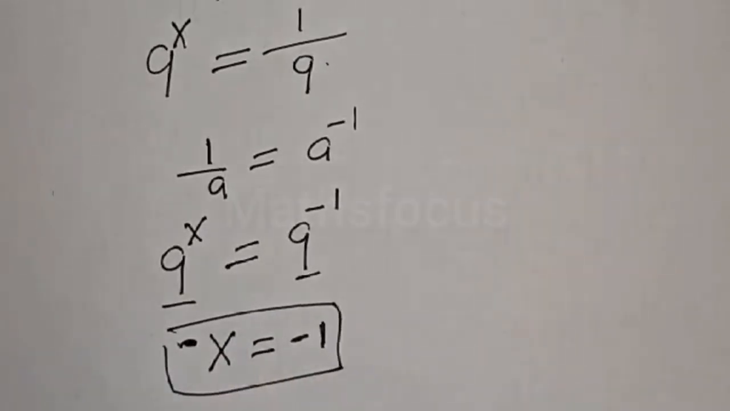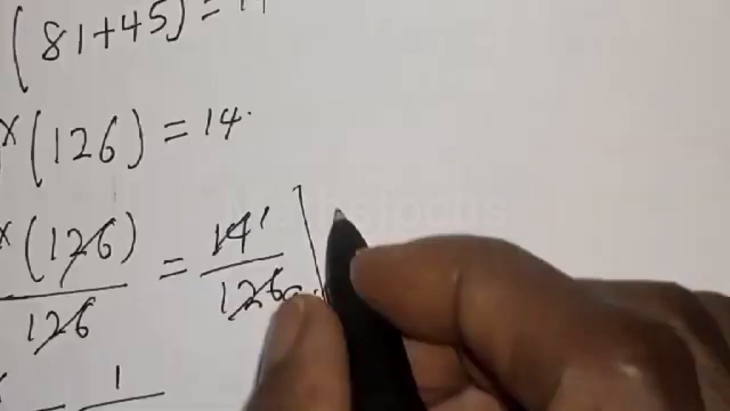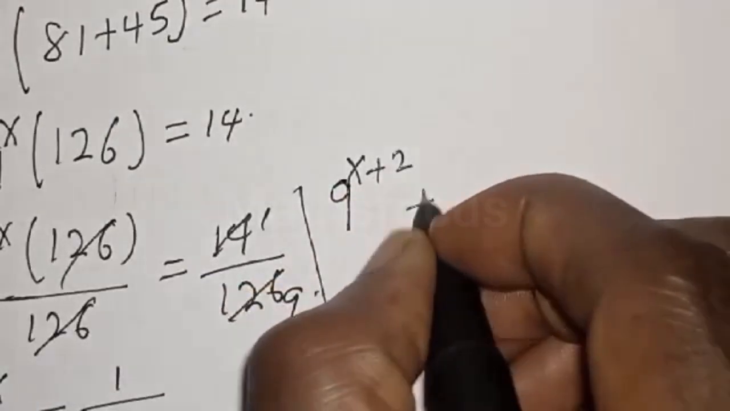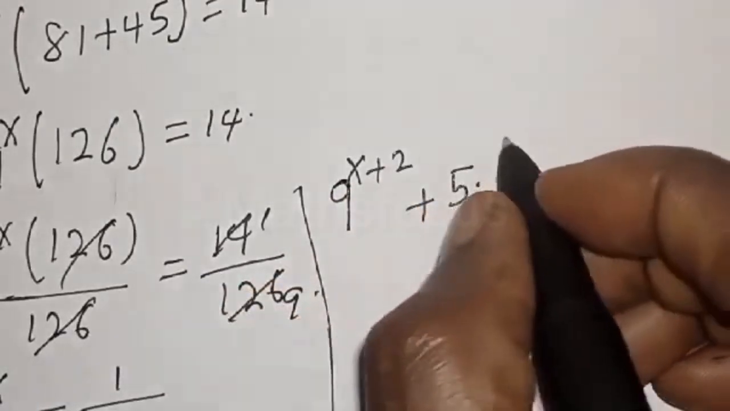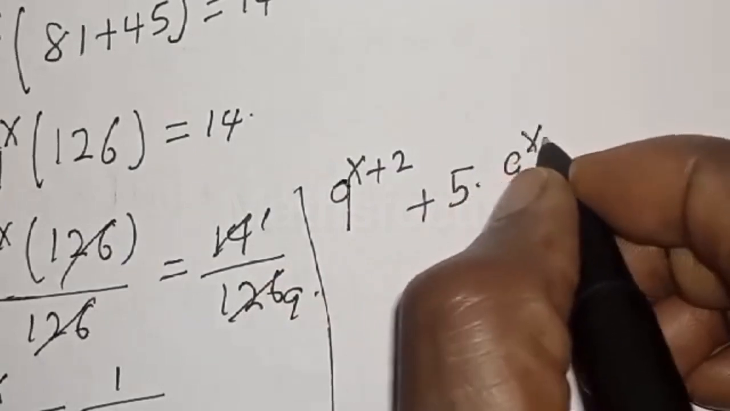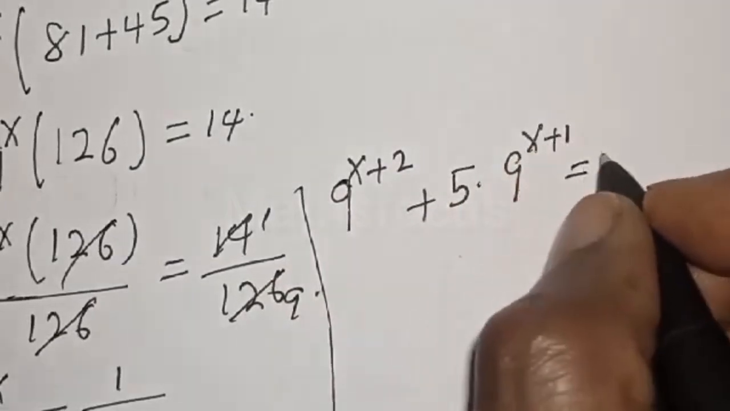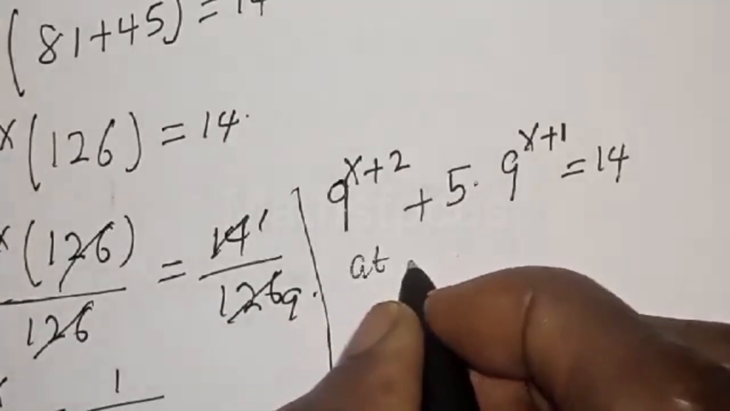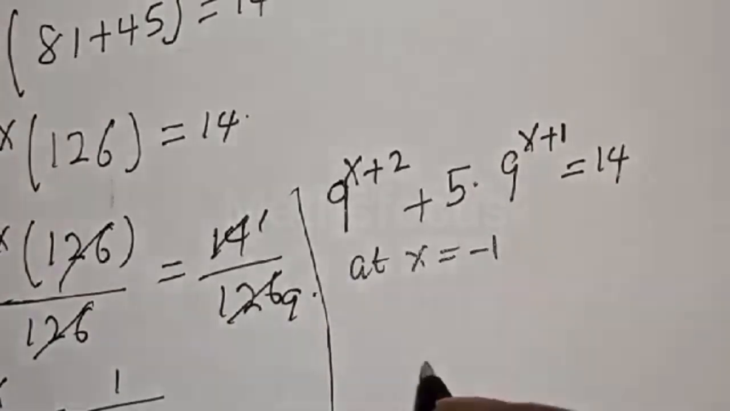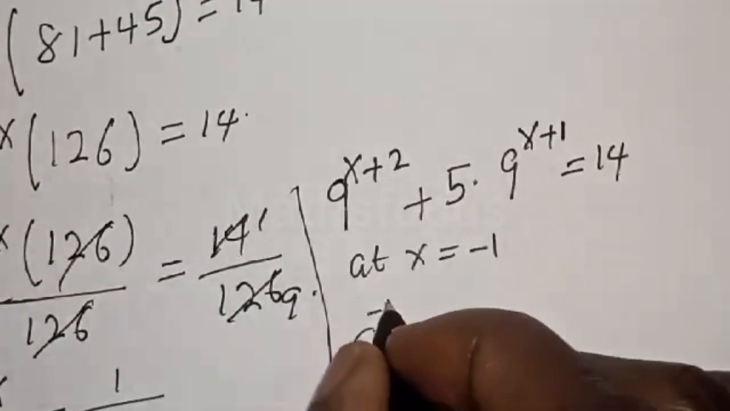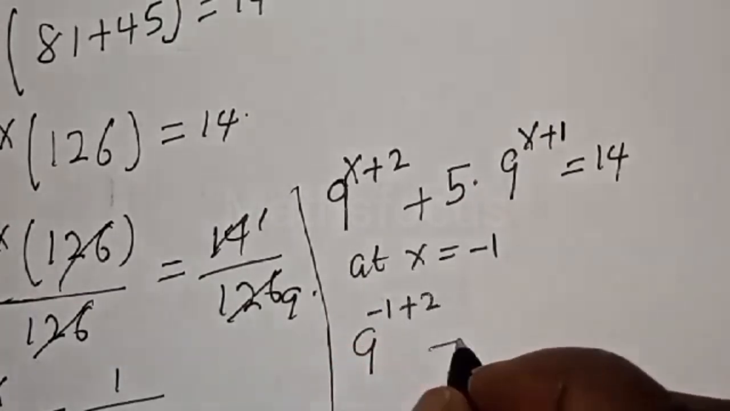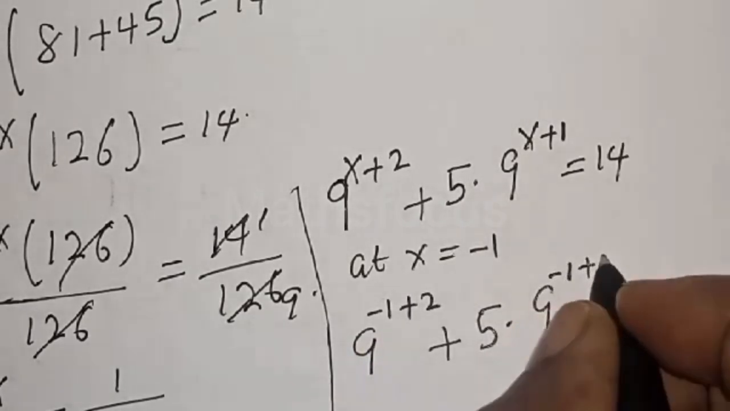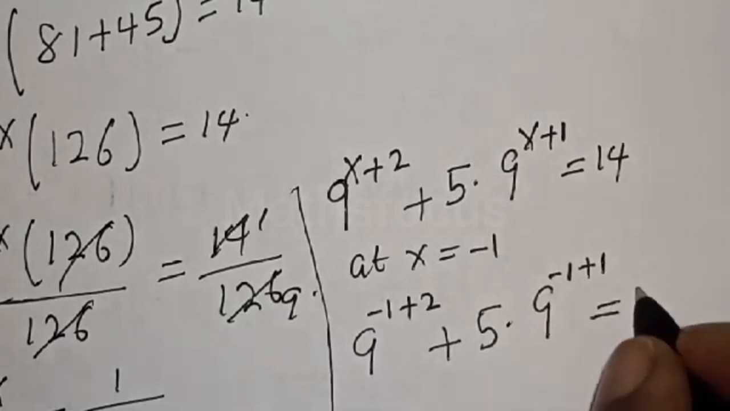Let's check to confirm if our answer is right or wrong. 9 raised to power s plus 2 plus 5 multiplied by 9 raised to power s plus 1 is equal to 14. Now at s is equal to minus 1, we have 9 raised to power minus 1 plus 2 plus 5 multiplied by 9 raised to power minus 1 plus 1 must be equal to 14.